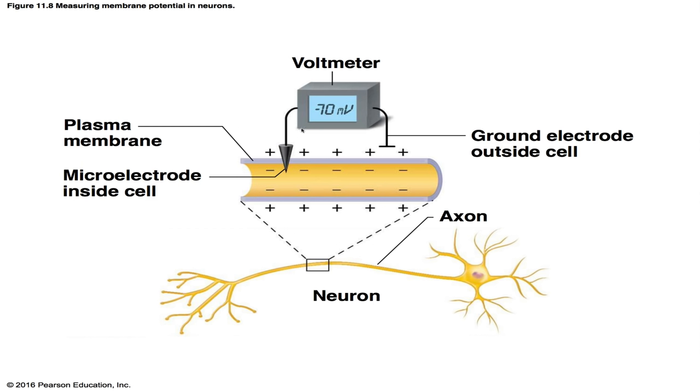So in this image, we have a voltmeter over here, and this is a neuron. This is a probe that's being placed inside of this neuron, and this is part of the probe that's being left in the extracellular fluid. And when we take a measurement, we find that the voltage across this membrane is minus 70 millivolts.